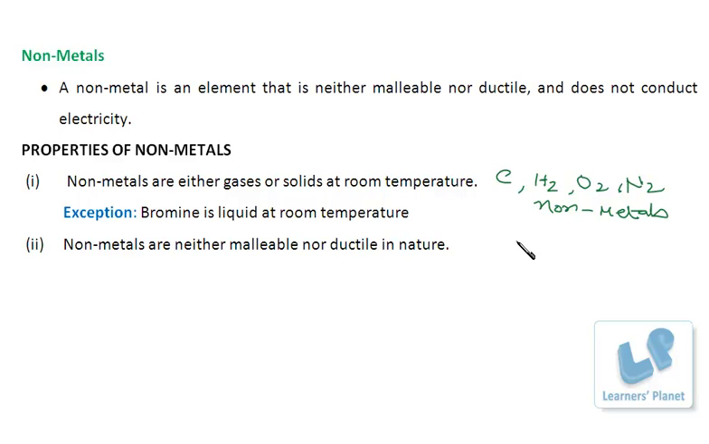These are gases at room temperature. They may also exist in the solid form at room temperature. Now, bromine is a liquid at room temperature. This is an exception, right? Now, nonmetals are neither malleable nor ductile in nature. That is why they are not used for making cooking utensils, or for making wires which conduct electricity, or for making wires or thin sheets.